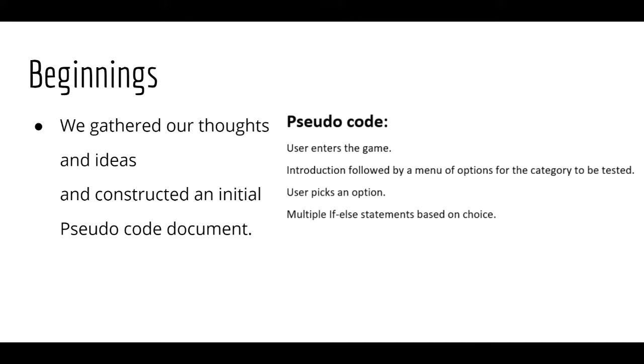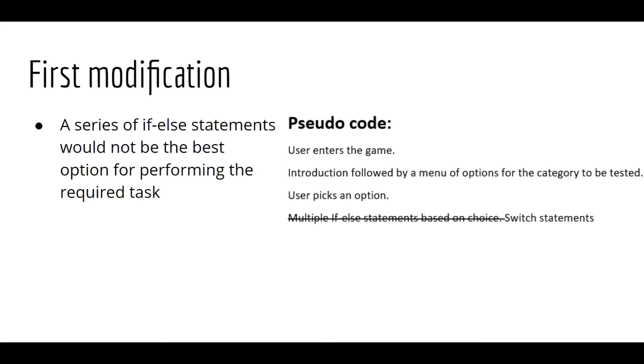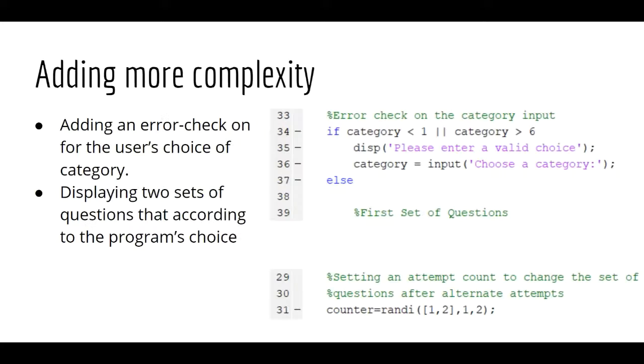Now that we have an idea in mind, we have visualized how the game will be in terms of style and target audience. We then came up with an initial pseudocode to help organize our train of thought. We then quickly realized that a series of multiple if-else statements would not be quite the most efficient method of carrying out this task, as it would waste a lot of time and energy. So instead, we decided to use switch statements.